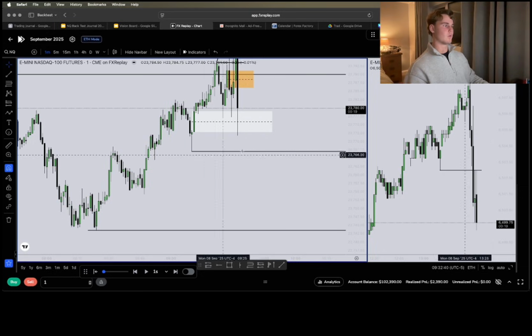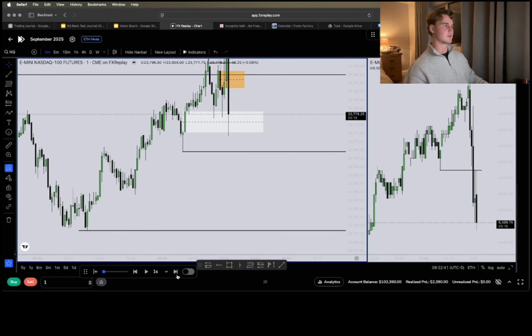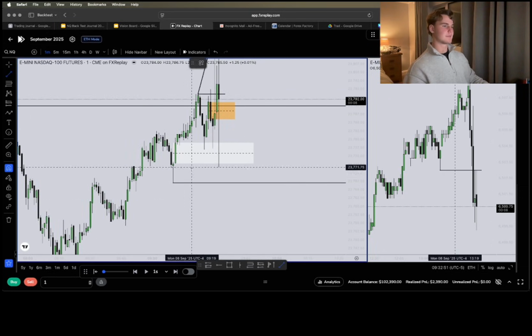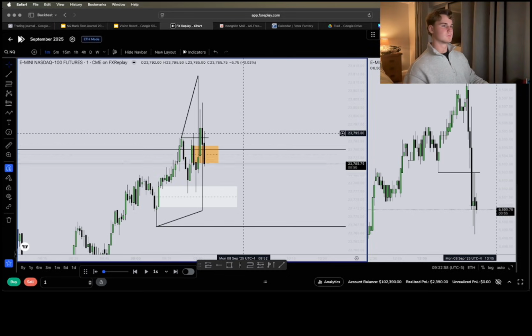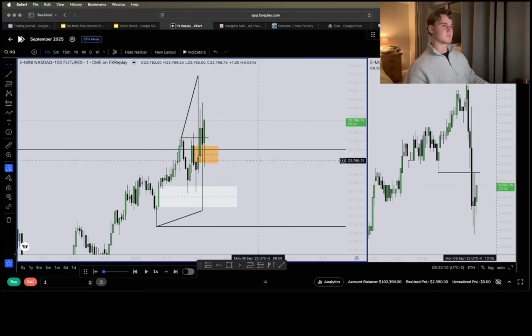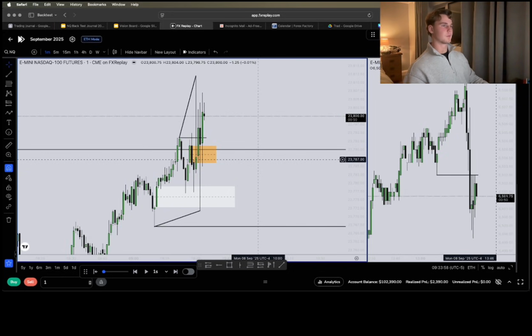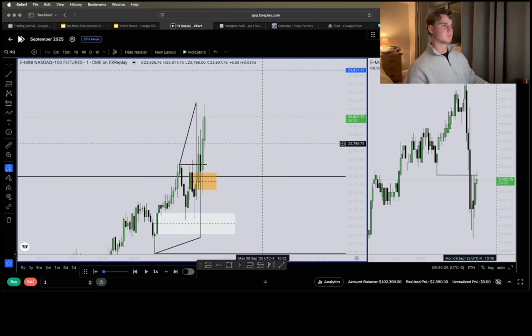Now, I just want to see what is price going to do with this internal SMT here. Okay, so the SMT is still holding now. What would I like to see if we're truly bullish? A closure above this high here. Because this would be disrespecting the bearish manipulation. Looks like we're going to get that. Okay.